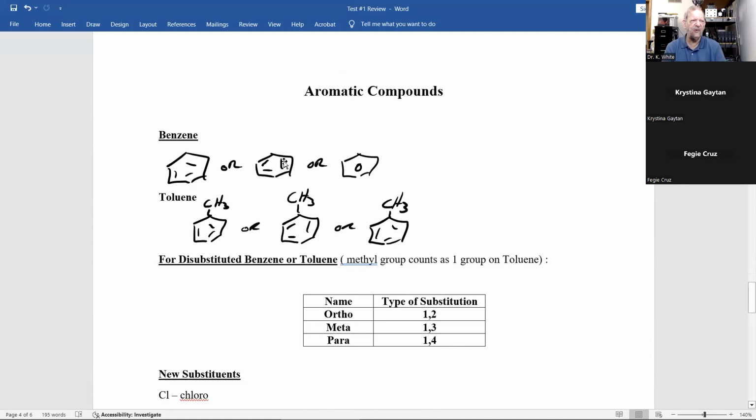IUPAC in their infinite wisdom said, oh, we're not going to get these organic chemists to call this anything else. They've been calling that benzene for centuries, so we'll call it benzene. Now, when you have a methyl group on a benzene ring, it's not methylbenzene. For eons, that's been called toluene, and IUPAC did the same thing.